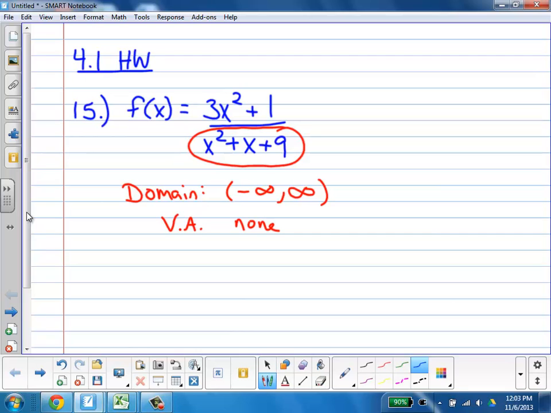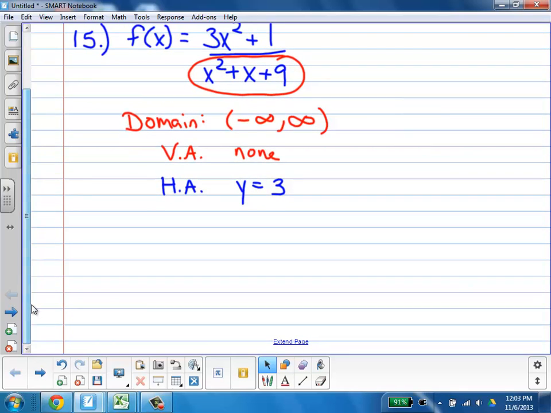There is, however, a horizontal asymptote. And if you go back up here and look at the original function, 3x squared plus 1 over x squared plus x plus 9, the degrees of the polynomials are the same, 2 and 2, so that means you're going to take the ratio of the lead coefficients, and it's going to be y equals 3. If you imagine plugging in a huge number for x, like a billion, the top will be about 3 times a billion squared. The bottom will be a billion squared. The billion squared will cancel. You'll be left with 3. So as x gets huge, y approaches 3. And that's all you need for 15.